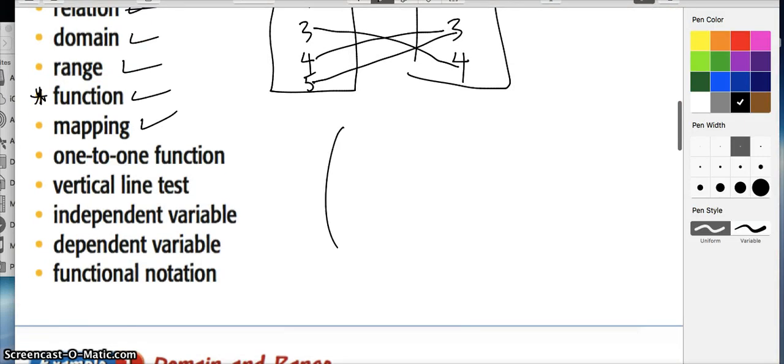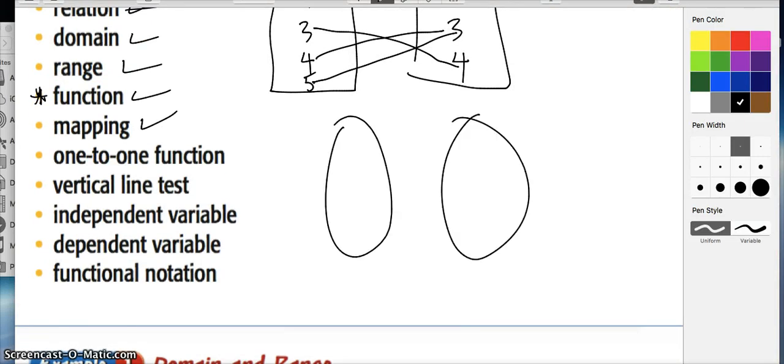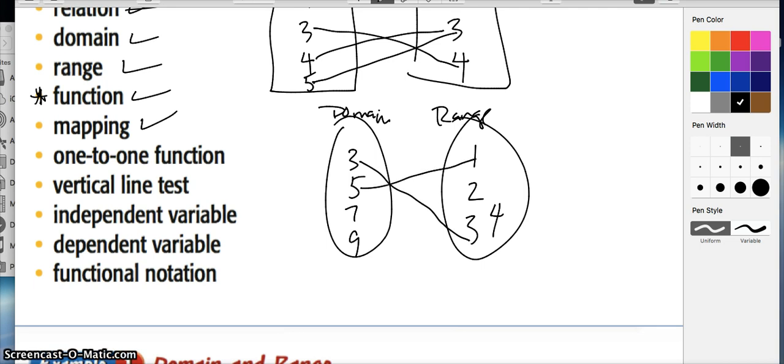So for a one-to-one function, I'm going to do it in mapping form again just because it's quick. Let's say I had 3, 5, 7, and 9, and let's say I had 1, 2, 3, and 4. For one-to-one functions, notice that the domain and the range have to be the same size, right? Got to have the same number of elements in there. So 3 goes to 3, 5 goes to 1, 7 goes to 2, and 9 goes to 4. This is a one-to-one function because each pair is unique, right? Each element of the domain goes to one element of the range, and each element of the range goes to one element of the domain.